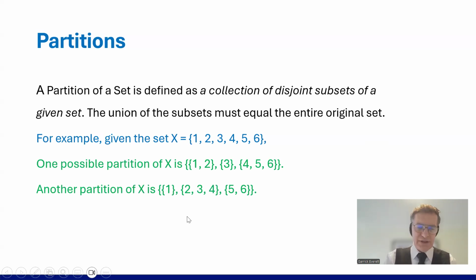Let's look at another one. Another partition could be 1, 2, 3, 4, and 5, 6 again. We add these 3 partitions together. They're disjoint, so they don't overlap. And there's nothing extra. There's like no 7 in there. There's no missing 5. You've got all of them in there. Fantastic. So that's a valid partition.